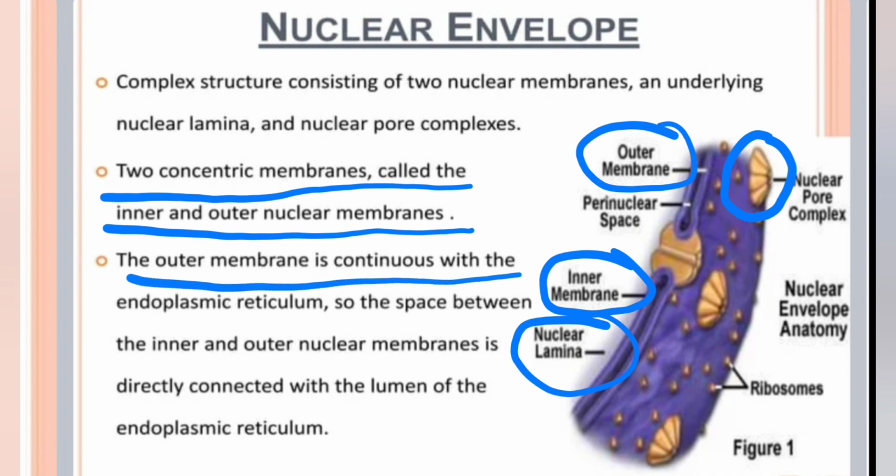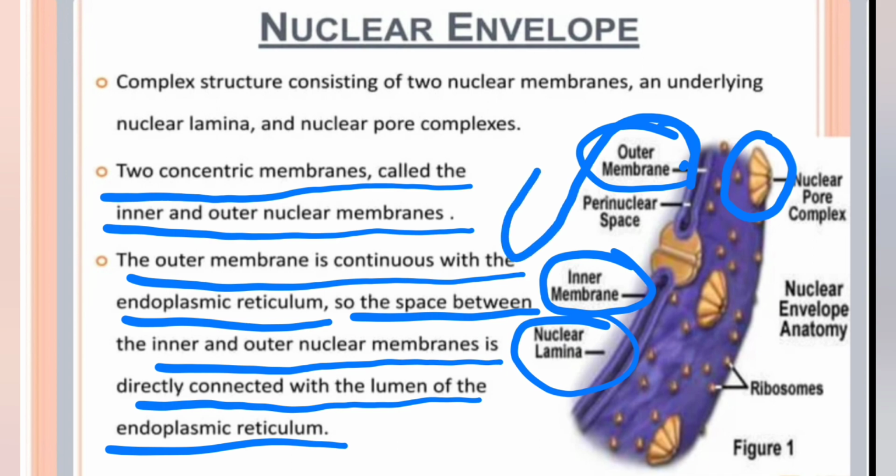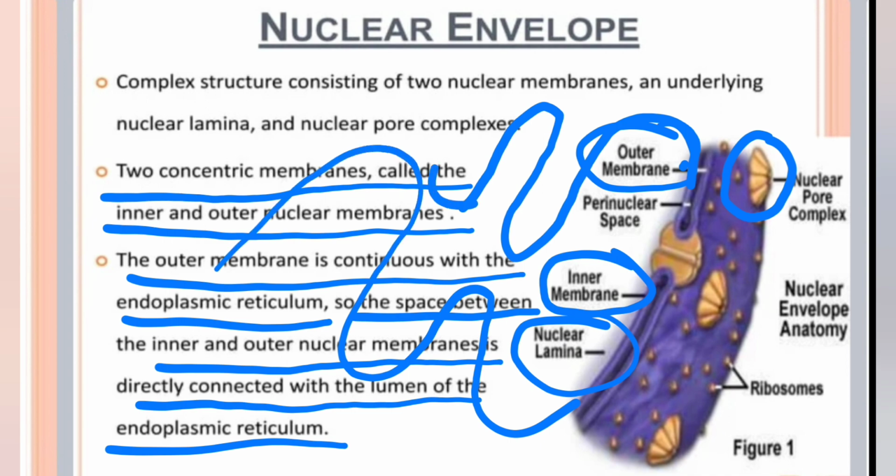The outer membrane is continuous with the endoplasmic reticulum, so the space between the inner and outer membranes is directly connected with the lumen of the endoplasmic reticulum. So the outer membrane, see, this is the outer membrane, this outer membrane will go and form the endoplasmic reticulum, like this it will form the endoplasmic reticulum.